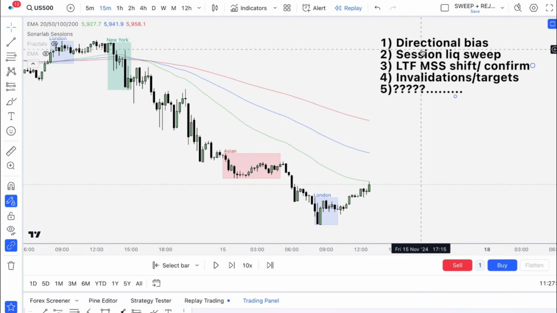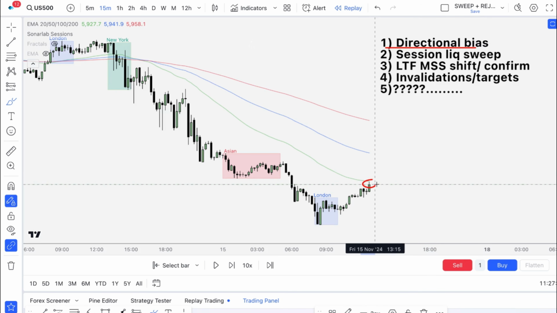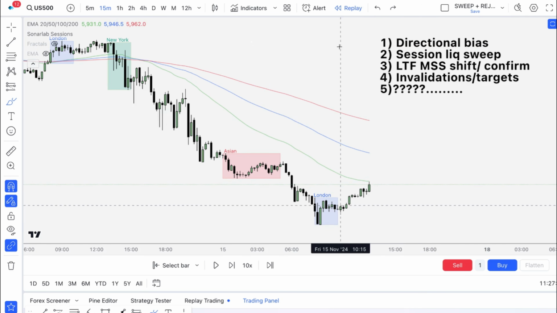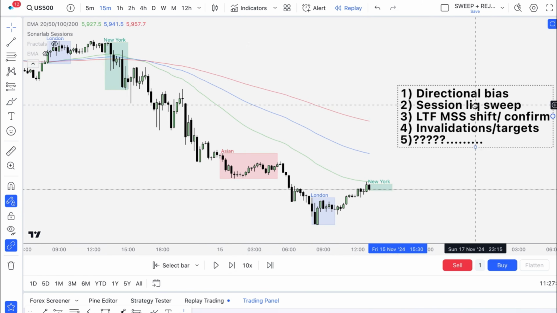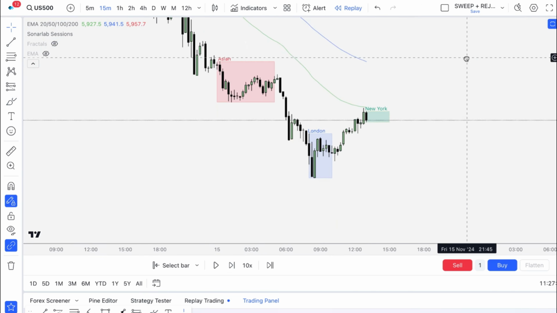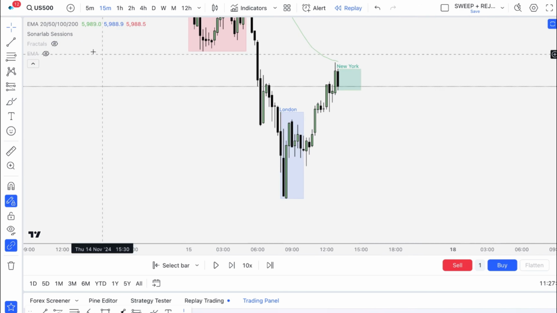And you can see directional bias. So step number one, the 50s on the bottom, the 100s in the middle, 200s on the top. Therefore, we are sell bias on this market. We're only looking for short on this market. What you can see is we're heading into a New York kill zone, and we're looking for that session-based liquidity sweep. So what's actually happened right here?